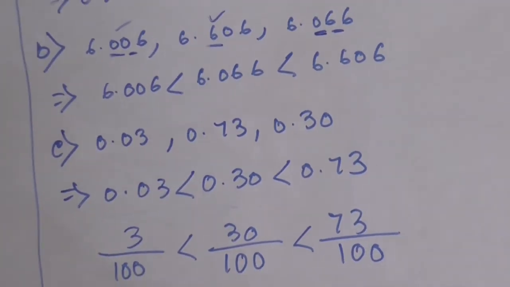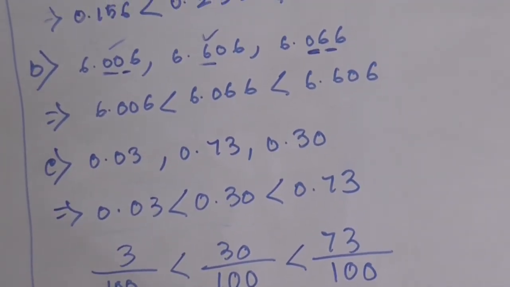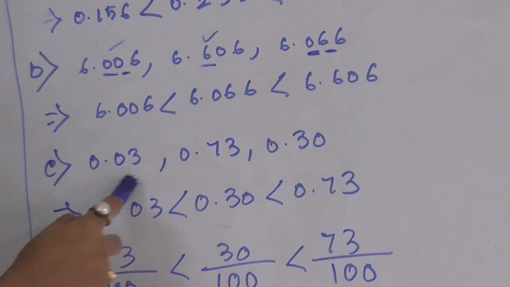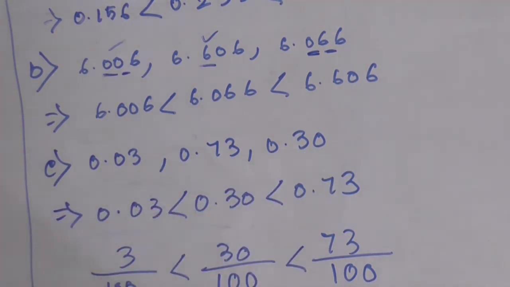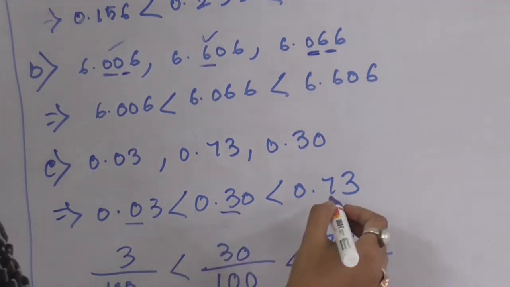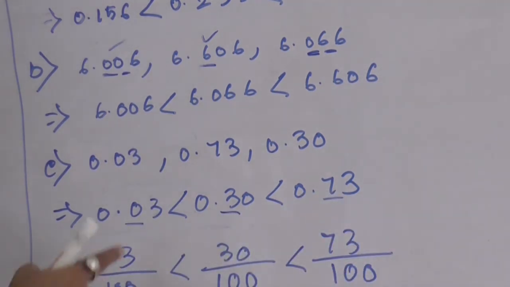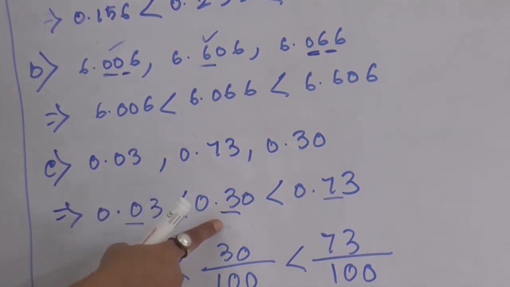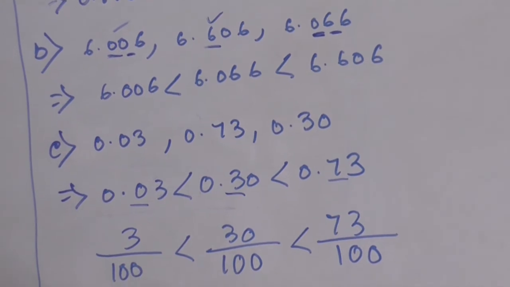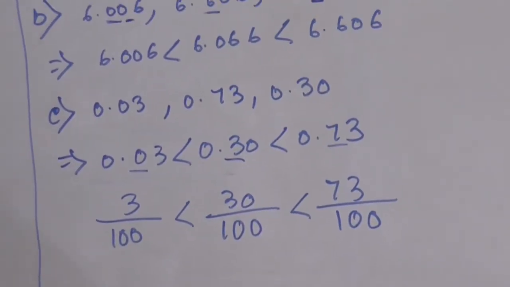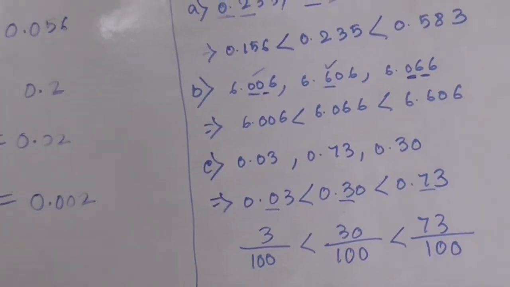Now another order has been given to you: 0.03, 0.73, 0.30. Here you have to arrange it in ascending order. This one is very easy. You can see that we are having 0 over here, here we are having 3, and here we are having 7. So obviously this one is the lowest, this one is the second lowest, and this one is the larger number. So this is another way I have shown you to arrange them in ascending order.